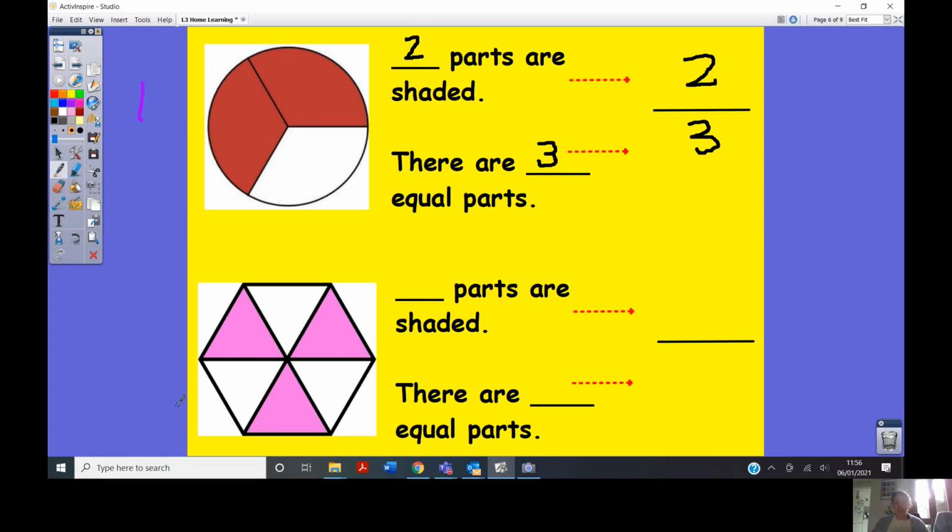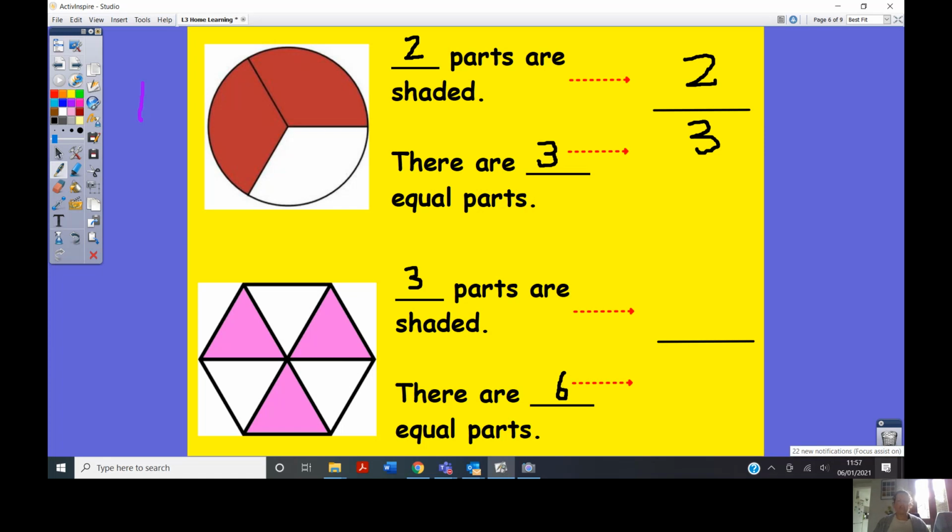Right, how many parts are shaded all together? Count with me. 1, 2, 3. 3 parts. That's a horrible looking number, 3. I don't have my magic pen. 3 parts are shaded. How many equal parts are there all together? 1, 2, 3, 4, 5, 6. There are 6 equal parts all together.